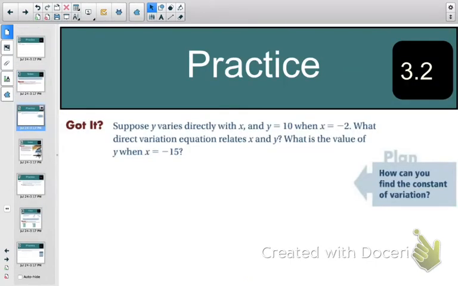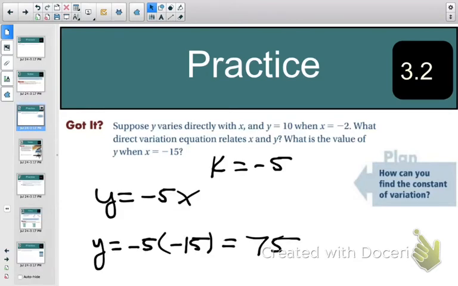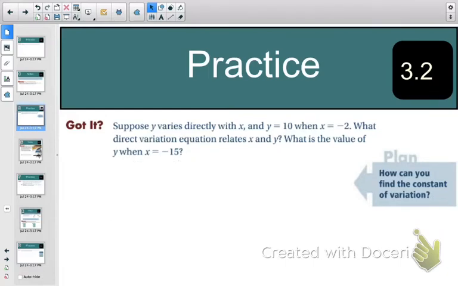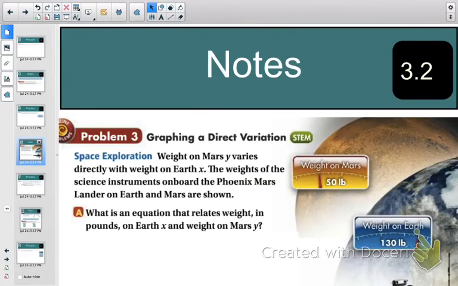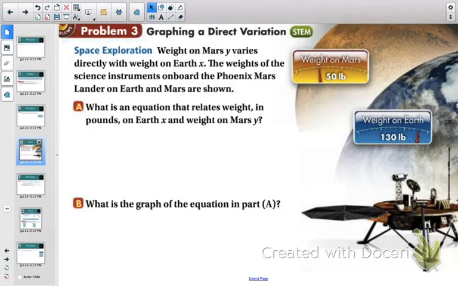Okay. So I'll go ahead and try this one. I'm going to let you try this in 3, 2, 1, pause. Alright, welcome back. So we get k equals negative 5 here, which means y equals negative 5x is going to be our equation. And if I plug in x equals negative 15, which is this part right here, I get 75. Negative 5 times negative 15 is positive 75. Negative times negative is positive. Hip hip hooray.